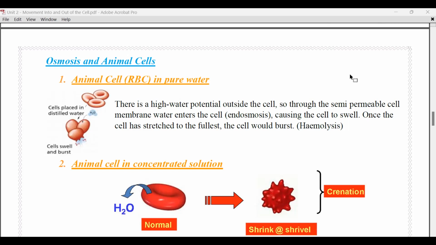Thus, water molecules would travel through the semipermeable cell membrane into the cell, causing the cell to become firm and turgid. Unlike in a plant cell, animal cells do not consist of a cell wall, thus it can only withstand a smaller amount of pressure. With the continuous entry of water, the cell would burst.